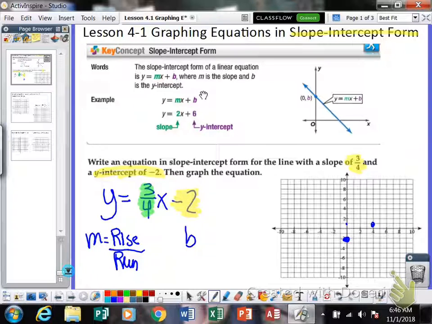So, we went up 3. We went to the right 4. +3, +4. And that's what my slope is, +3, +4. If we had negatives involved, then that would mean left or down.